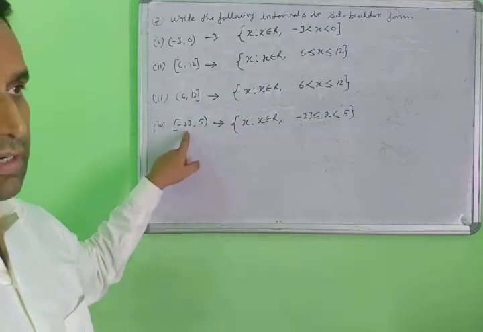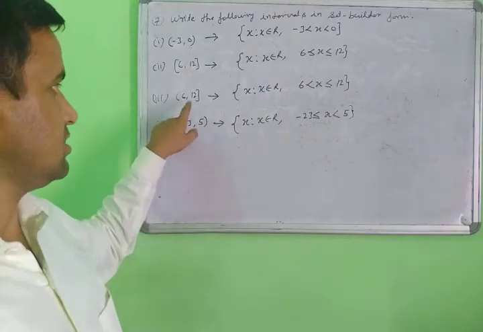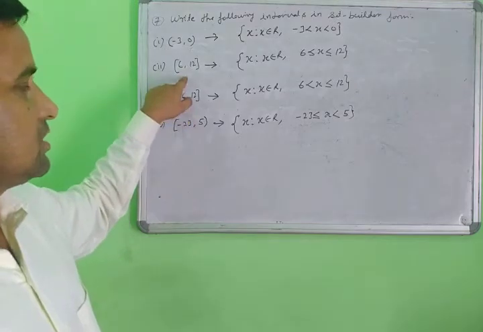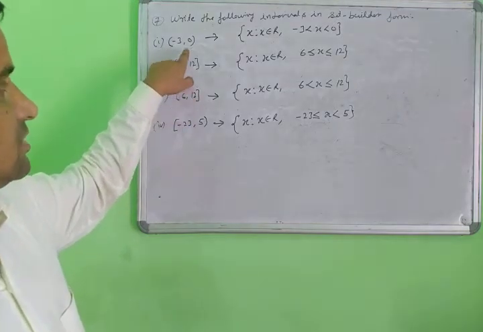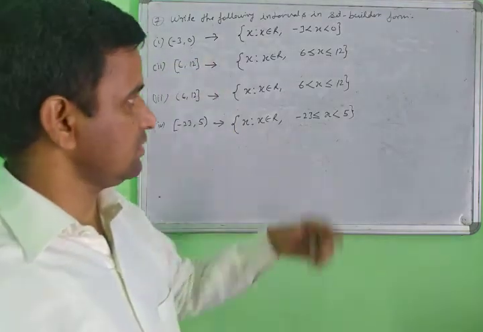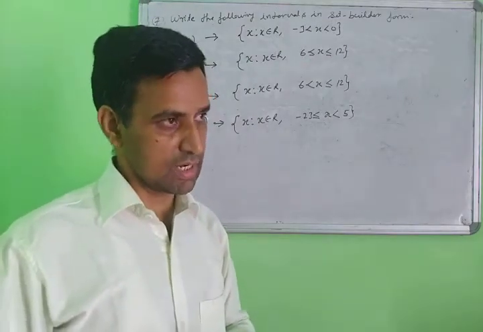This is called the right half open interval. This is called the left half open interval. This is called the closed interval. This is called the open interval. These are very simple things. Note down, then next questions.